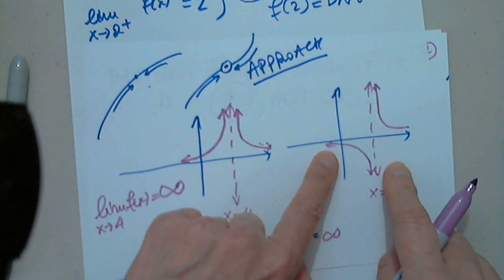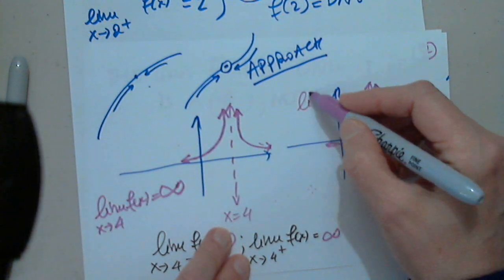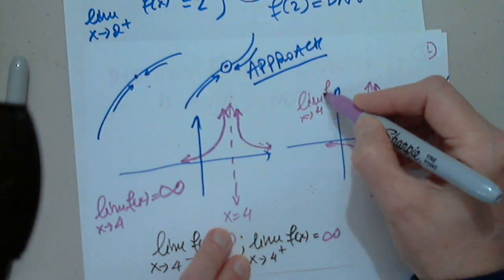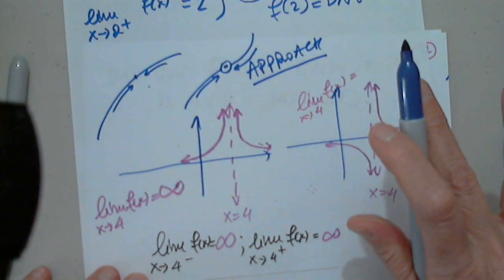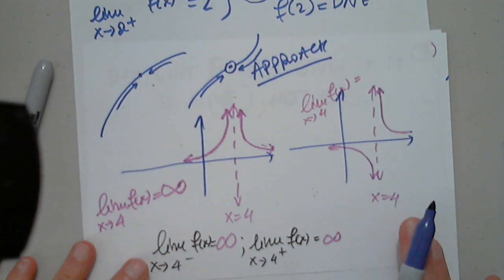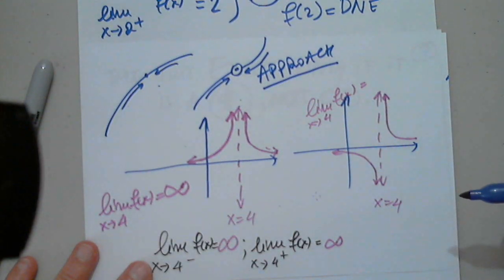What about here? What is the limit as x approaches 4 from either side? Negative infinity. From either side, directly. We jumped directly to either side.